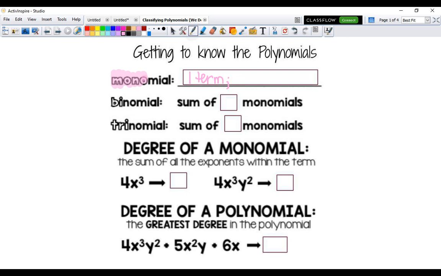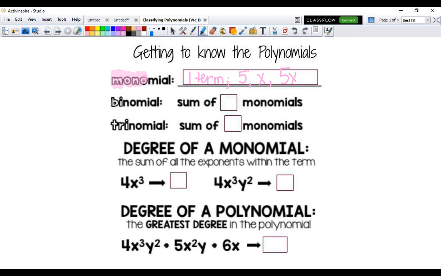So examples of monomials could be 5, because a term could be a number. x, because a term can be a variable. Or 5x, because a term can be a number, variable, or a combination of both. So monomial is one term. 5 could be a monomial, x could be a monomial, and 5x could be a monomial.